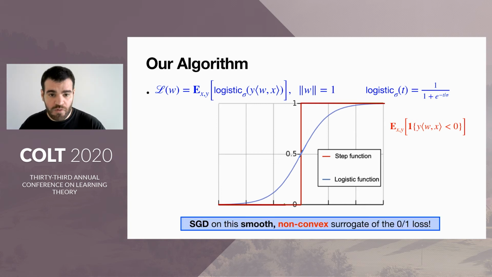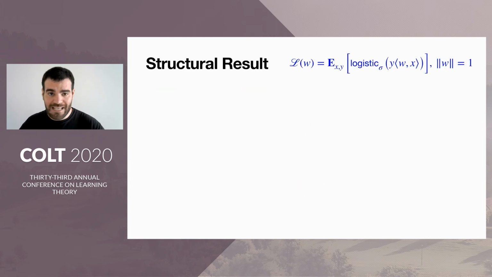So now the approach is to do stochastic gradient descent on this smooth non-convex surrogate of the 0-1 loss. We started from the step function and made it smooth, so that's good, but this is still a non-convex objective, so we cannot hope to find the global minimum. The main result of our work shows that we actually do not need to find the global minimum. We prove that any stationary point of this objective is good enough. And this is exactly what stochastic gradient descent gives us.